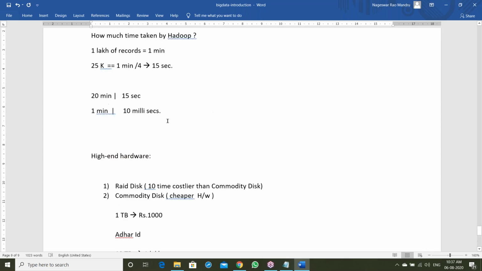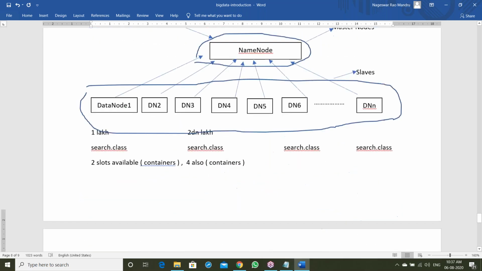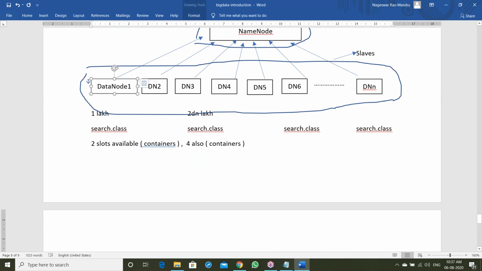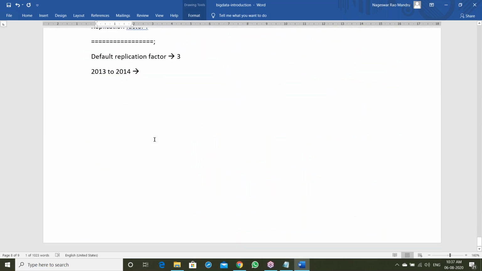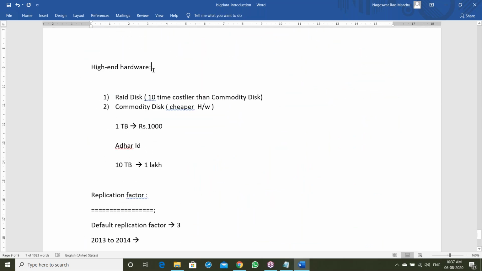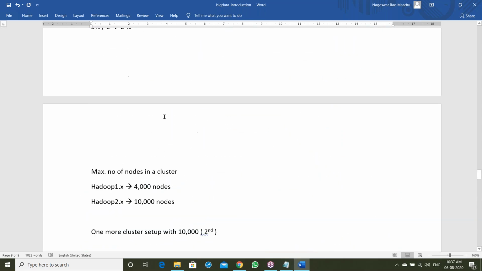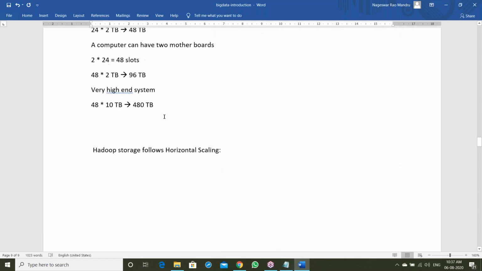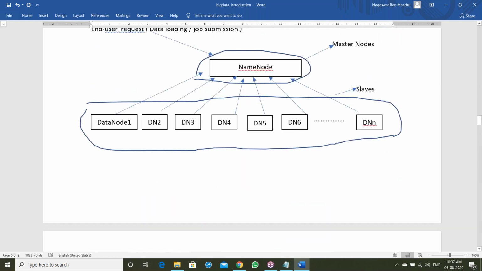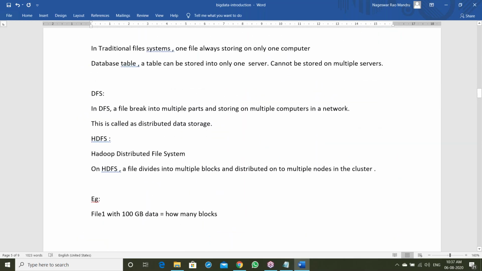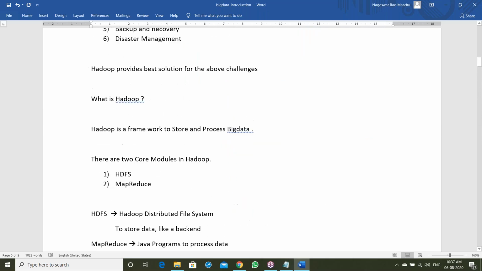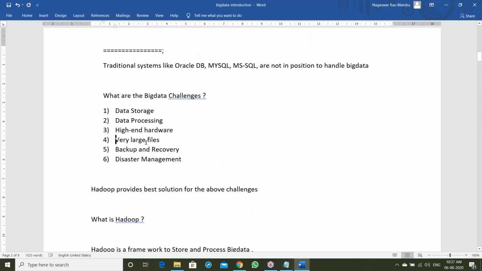Now, coming to commodity hardware, we can use commodity hardware. High-end hardware is not necessary because a backup copy is there. For every data, Hadoop maintains 3 copies. So if any one copy fails, 2 more copies can be used. Even if a disk fails, no issue with that. So high-end hardware is not necessary.